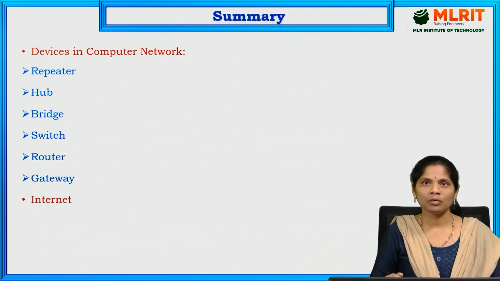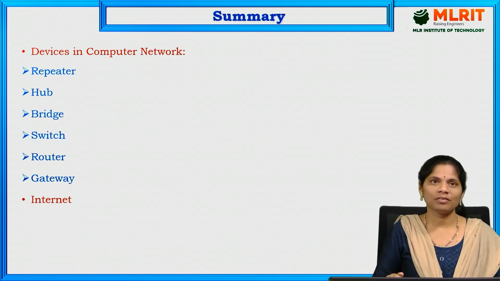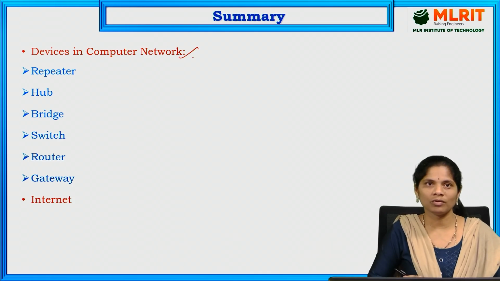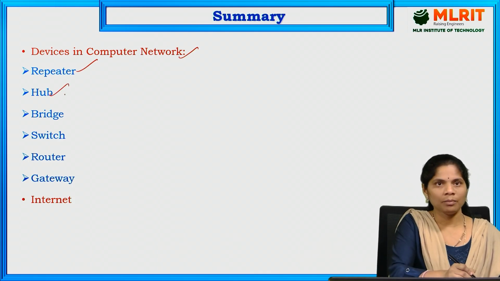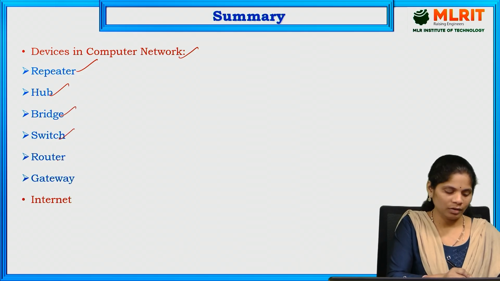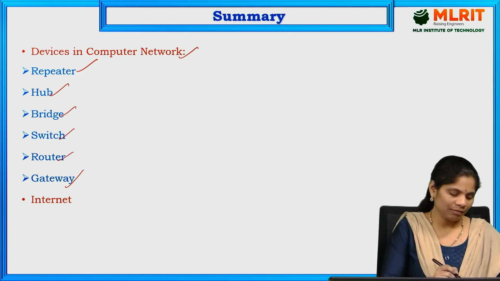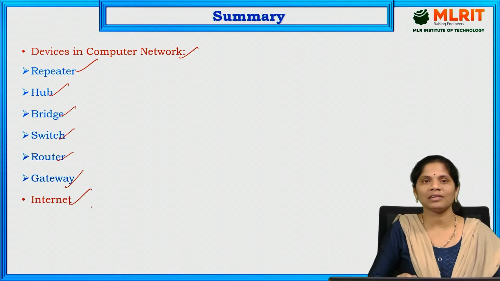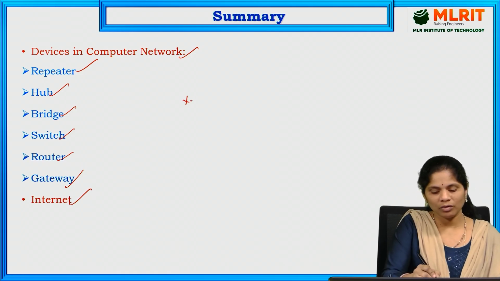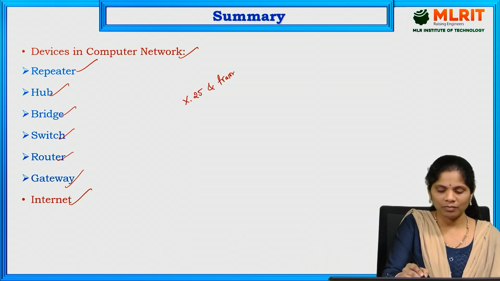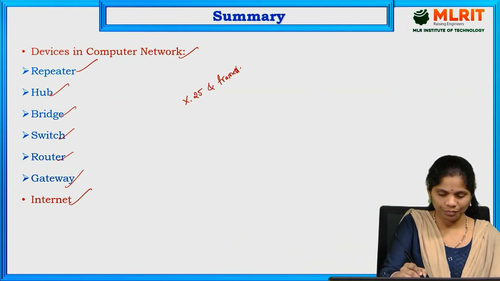Coming to the summary of today's session, first we discussed the different devices in computer networks: repeater, hub, bridge, switch, router and gateway. These all we discussed in today's session. And finally we discussed what the internet is and the history of the internet. In the next session we are going to discuss X.25 and frame relay. These two topics we are going to discuss in the next session.